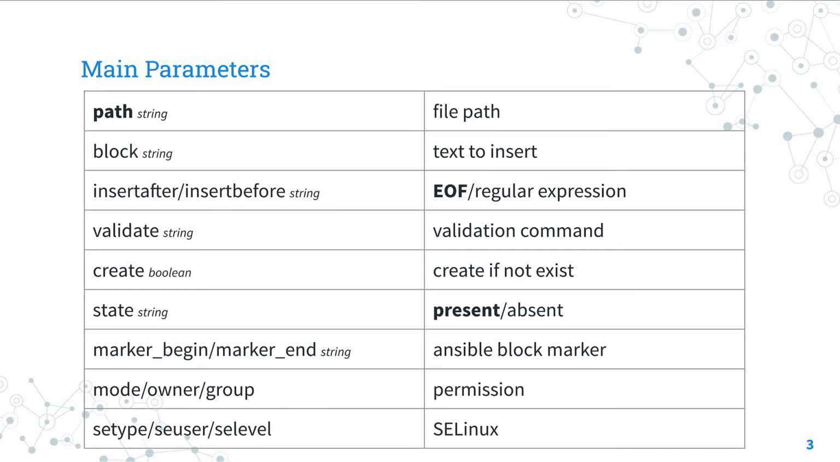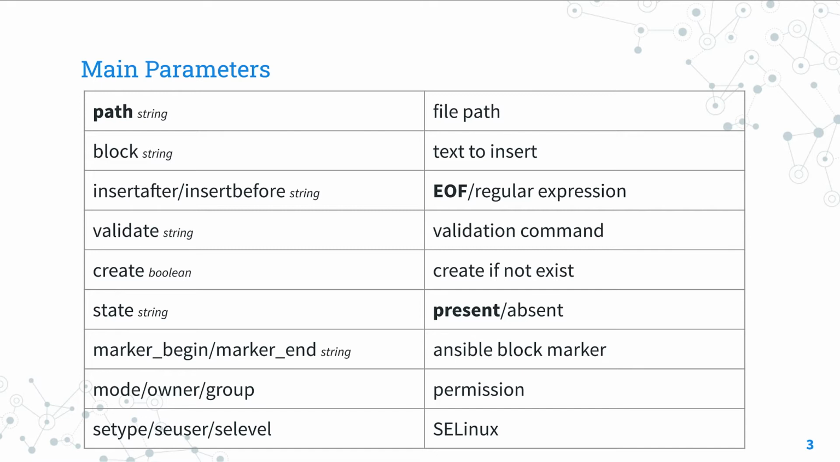This module has some parameters to perform any task. The only required one is path, where you specify the file system path of the file we are going to edit. Block is the text we would like to insert in the file. Easy. By default, the text is going to be inserted at the end of the file, but we could personalize a specific position with insertafter or insertbefore and the relative text or regular expression.